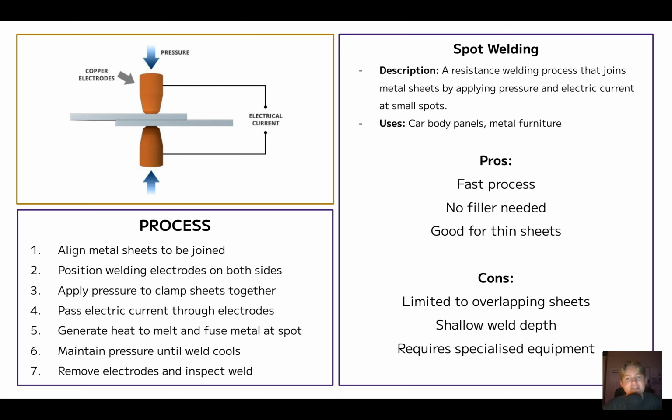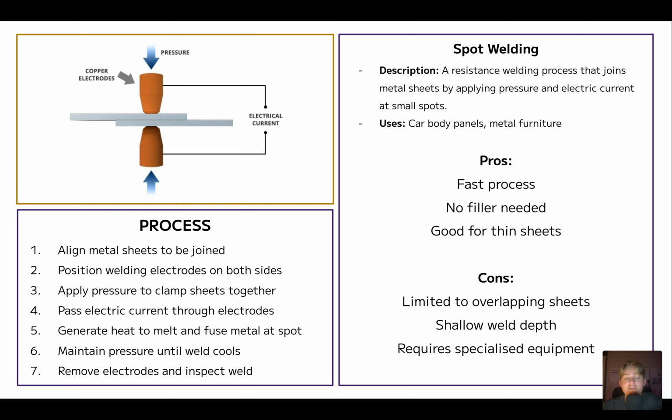So the pros of it is that it's very fast, then there's no filler needed, no filler material at all. And it's also good for thinner sheets of material. So similar to TIG welding. Cons of it, though, is that you are limited to overlapping materials. And there's also a very shallow weld depth. So whilst it does work well with thin sheets, it doesn't work particularly well with thick sheets. And it requires specialized equipment.